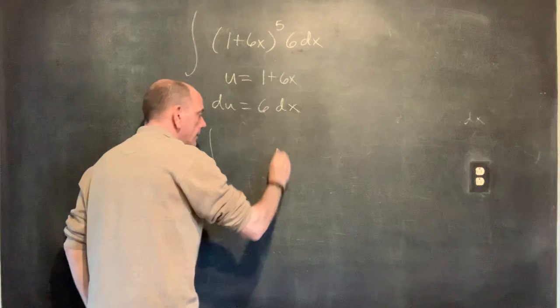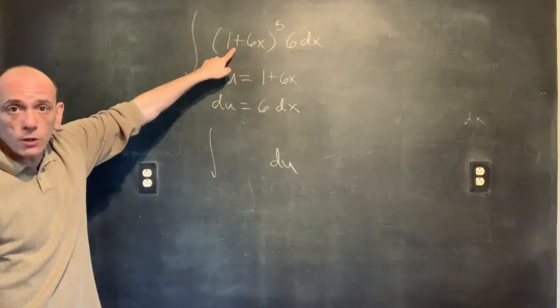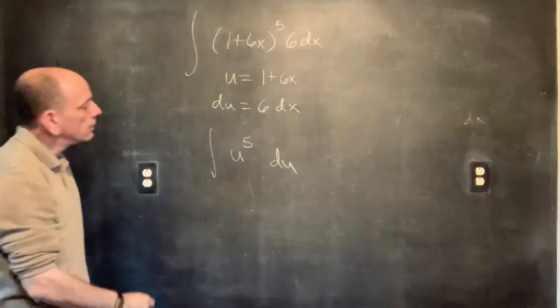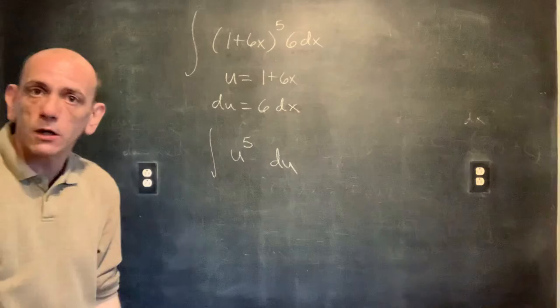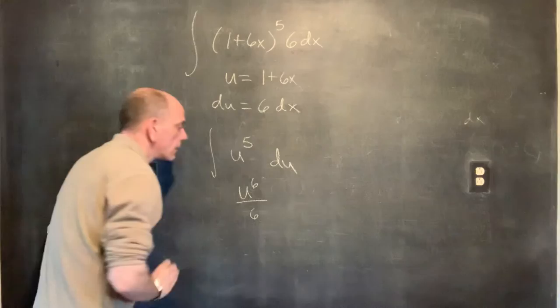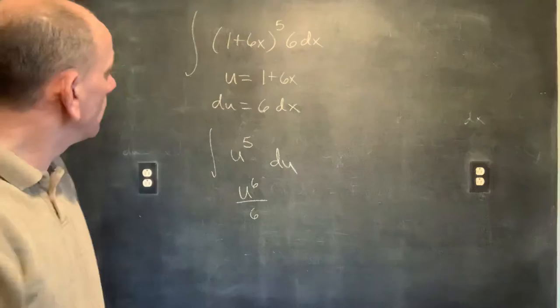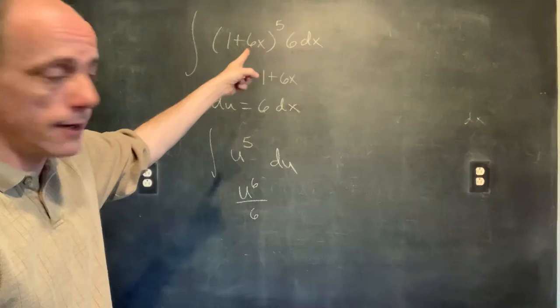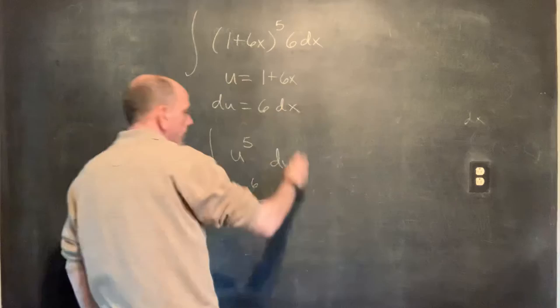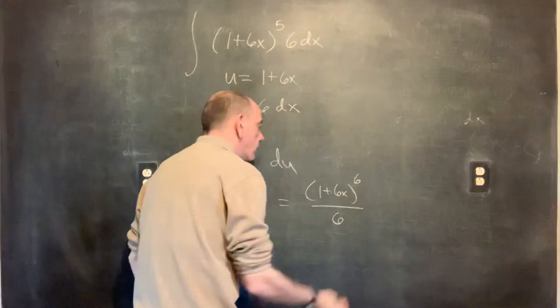And now I have this f of u to the fifth power. I can substitute in for u, and I have my du. And like I said, this is just a straight power rule. Easy peasy. Add 1, divide by the new power, u to the 6/6. But we need to back sub, right? The question asked us to do this in terms of x. We just invented this u because it was convenient for us. But we need to answer in terms of x. That's what it asked with respect to x. So all I need to do is just back sub. We've got u is 1 plus 6x, to the 6th over 6, and don't forget plus c, and we're done.